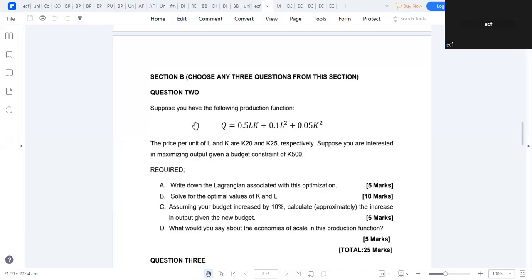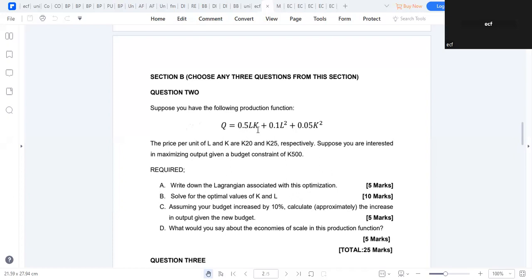Welcome to production theory. Production basically looks at how firms are able to convert input materials like labor and capital into output. So Q stands for output, L stands for labor, and K stands for capital.